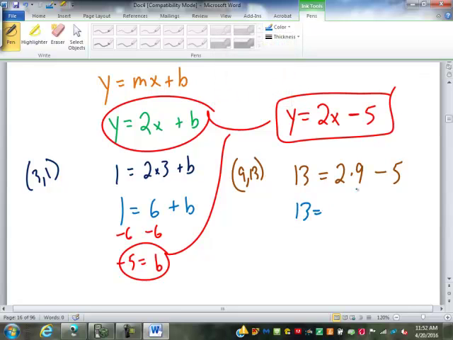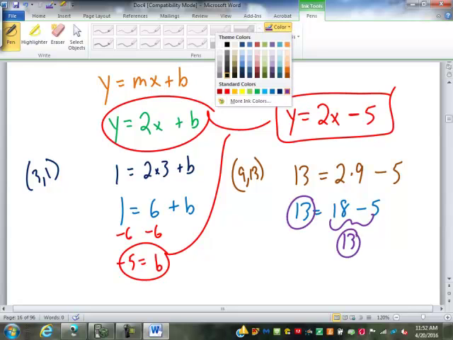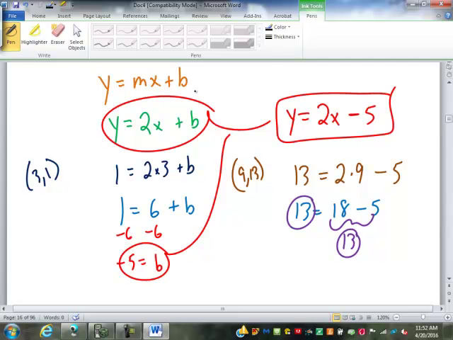So 13 doesn't change. 2 times 9 is 18. So we have the 18 minus 5 is 13. So that does work out to be true. We get the same value on each side. So let's do another example of that.